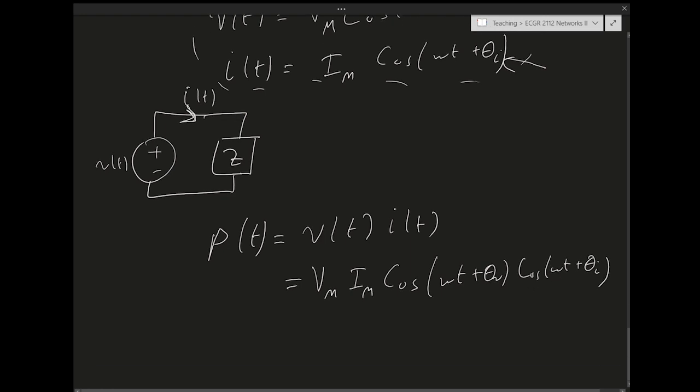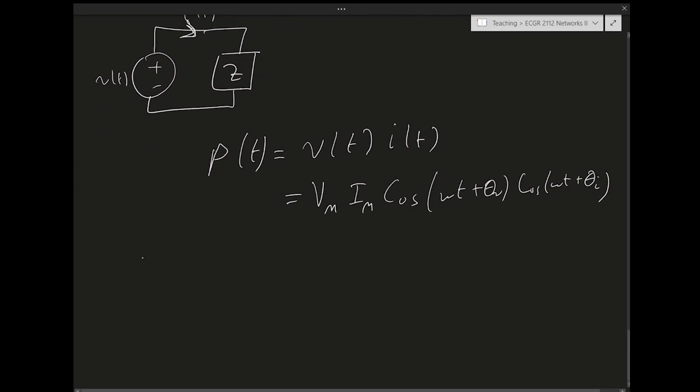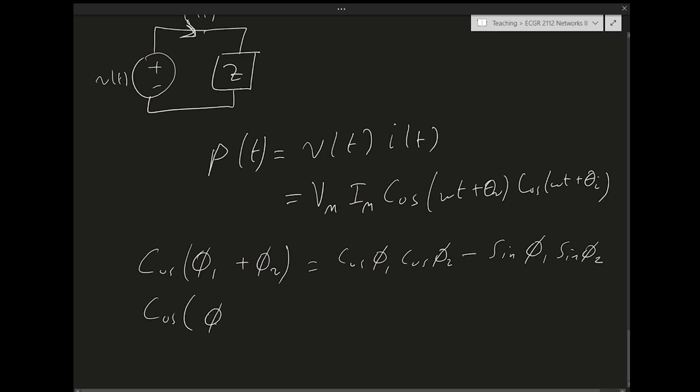Now let's apply the trigonometric identity. So remember we said, hey, cosine of phi1 plus phi2 equals what? Equals cosine phi1 cosine phi2 minus sine phi1 sine phi2. We also know that cosine of phi1 minus phi2 equals cosine phi1 cosine phi2 plus sine phi1 sine phi2.